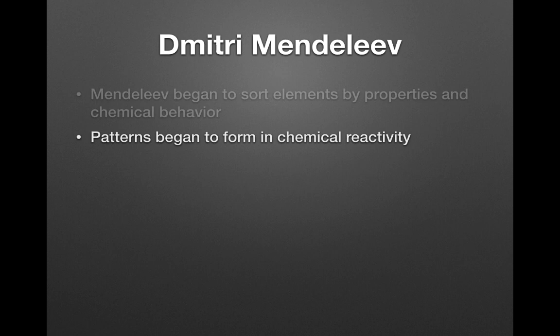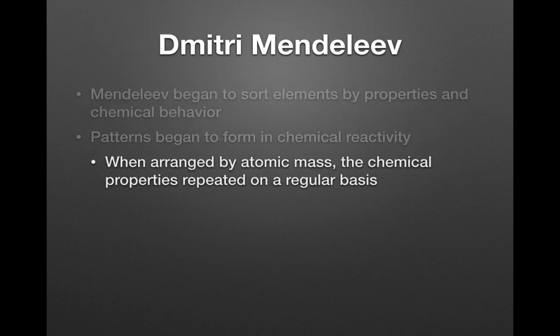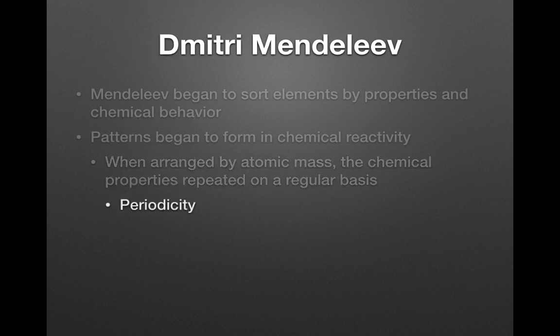And so once he started looking at the chemical reactivity and arranging the elements by atomic mass, he saw that the chemical properties repeated on a regular basis, so either every 2 or every 8. And then as he started getting into larger elements, he started seeing every 18 and every 32. So he started seeing this repeating behavior, and this is what we call periodicity, and that leads to this concept of periodic properties. When something is periodic, then it repeats. That's what the term means.